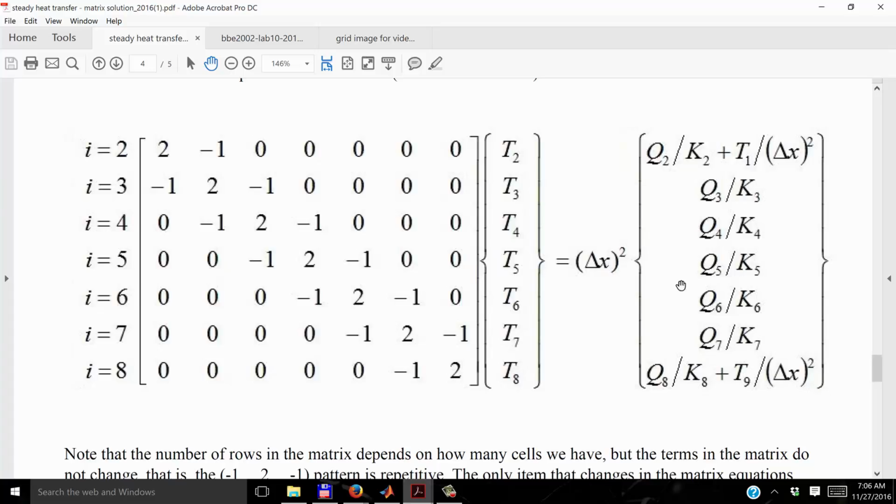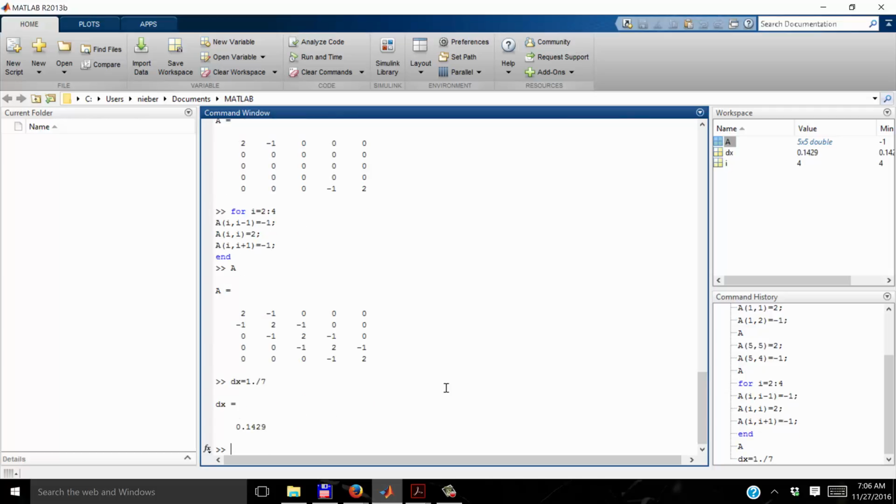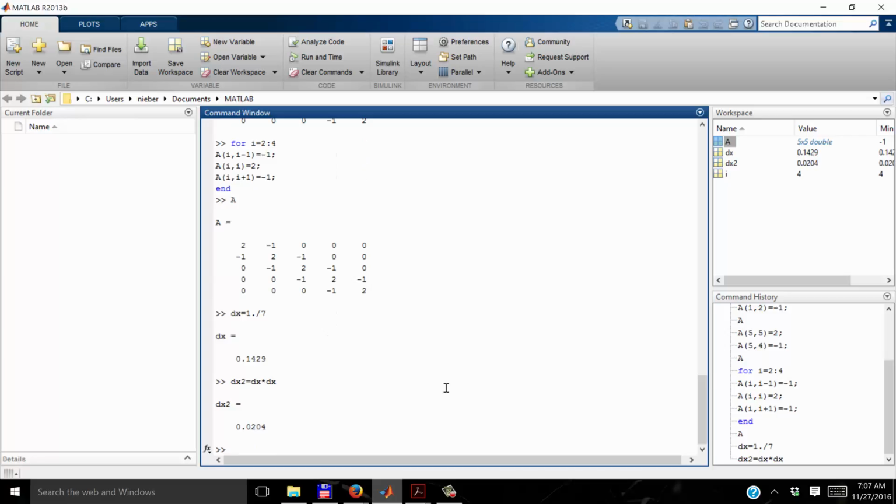We can basically set up the B matrix with just the Q over K multiplied by delta x squared to start with, and then we can just add to the first row and the last row the temperatures that correspond to the wall temperatures. So to do this, first I'm going to define my delta x. Delta x is equal to 1 meter divided by 7, because there are 7 grid cells. And we use delta x squared, which I'll call dx2. Okay, so there's the value of delta x squared.